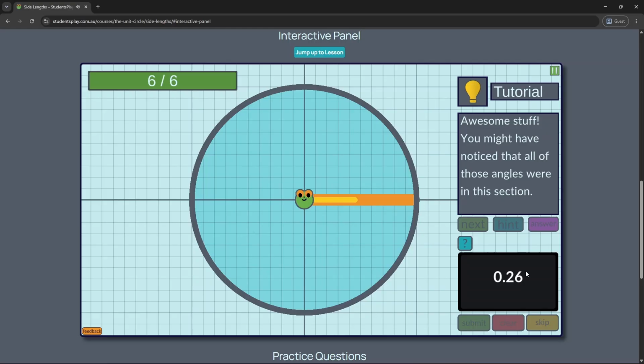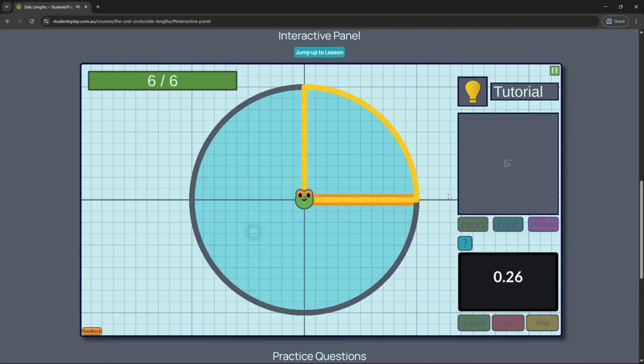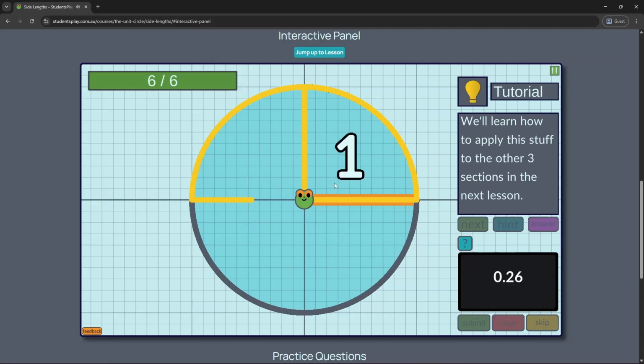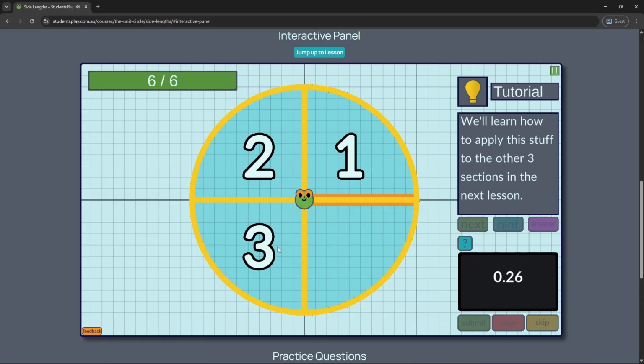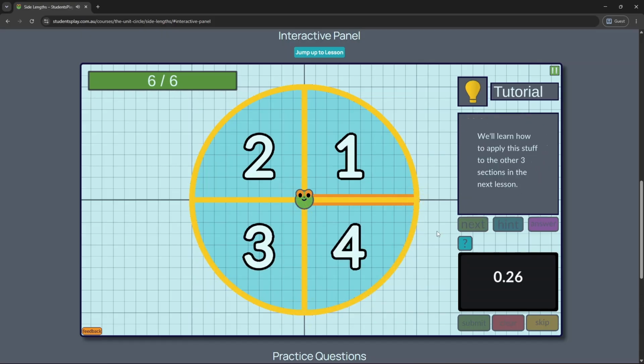Awesome stuff. You might have noticed that all of those angles were in this section. Okay, that section there. We'll learn how to apply this stuff to the other three sections in the next lesson. Okay, so 2, 3, and the fourth section. For now, Mr. Frog is tired after all that. Let's let him sleep.